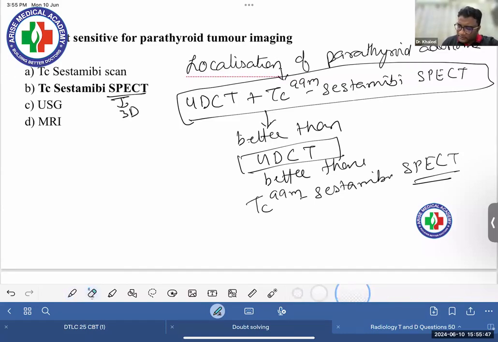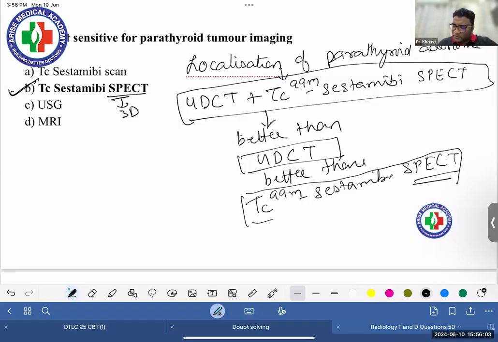So do not mark Sestamibi, mark SPECT if it is there in the options. Sestamibi SPECT. And if 4D CT is there, go with 4D CT. If 4D CT plus Sestamibi is there, go with 4D CT plus Sestamibi. This is the order that you have to follow for localization of parathyroid adenoma. 4D CT plus Sestamibi SPECT is better than only 4D CT, which is better than Sestamibi.